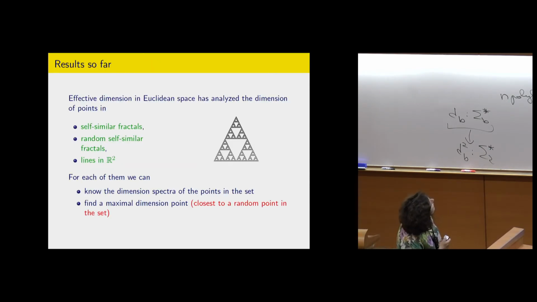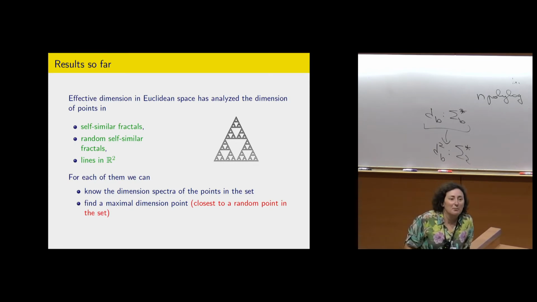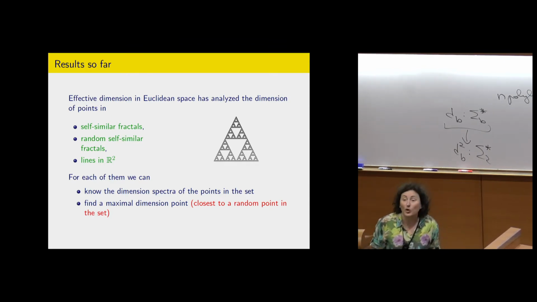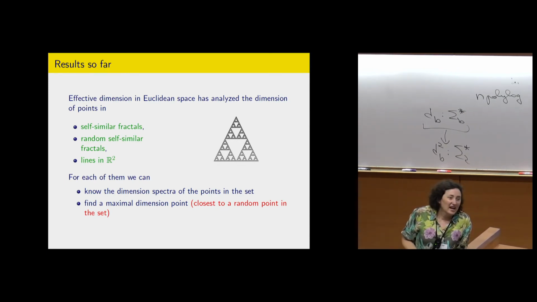For instance, we have looked at self-similar fractals, random self-similar fractals that are not as easy as they may seem at first sight. There are many ways of defining them, and they are not so easy to deal with. For all of this, we've been able to look at the dimension of the points in the sets, trying to see if there are points of very low dimension, what the highest and the lowest are, what the range is, and whether you can get everything.